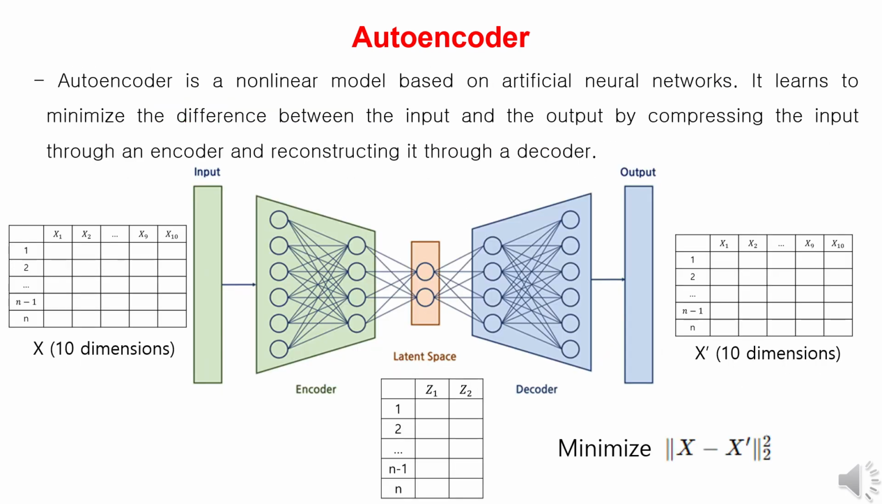To explain in more detail, as shown in the diagram below, an autoencoder is a nonlinear structure based on artificial neural networks. First, high-dimensional input data passes through the encoder, which creates a reduced dimensional latent space. Then, based on the information in this latent space, the decoder reconstructs the data back to its original dimensions. During this process, the model learns by minimizing the difference between the input and the output, effectively capturing the important features.